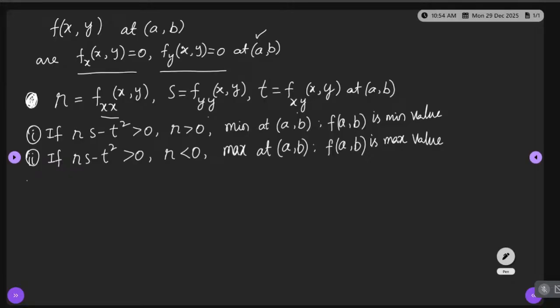Next, if rs minus t square is less than 0, then f attains neither maxima nor minima.